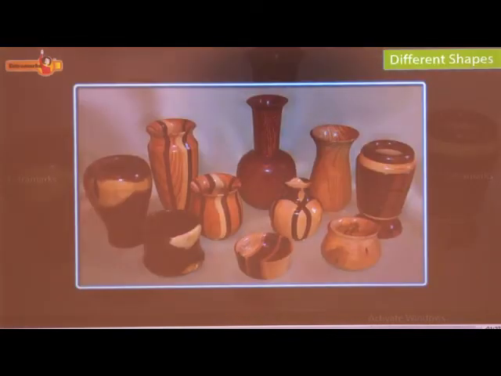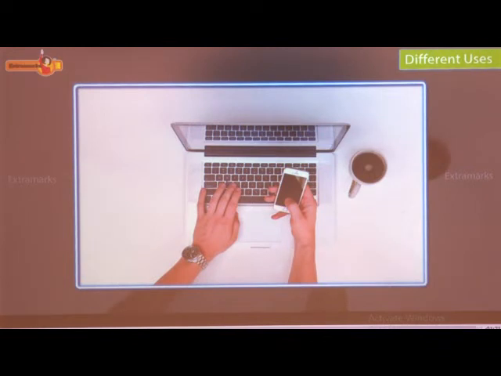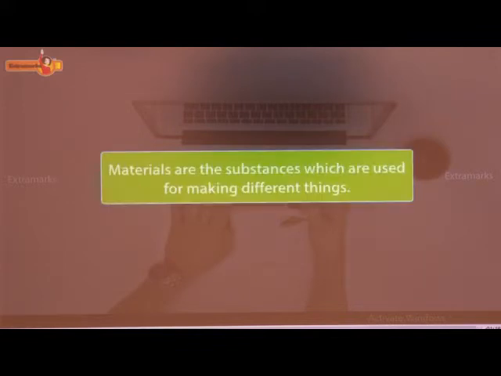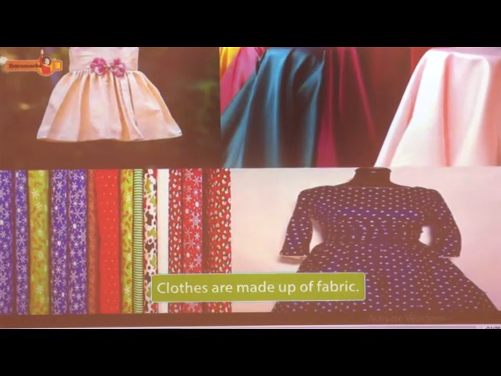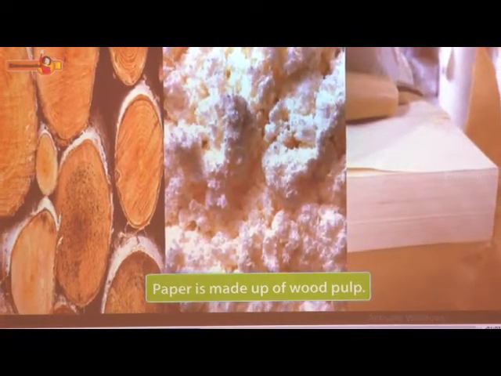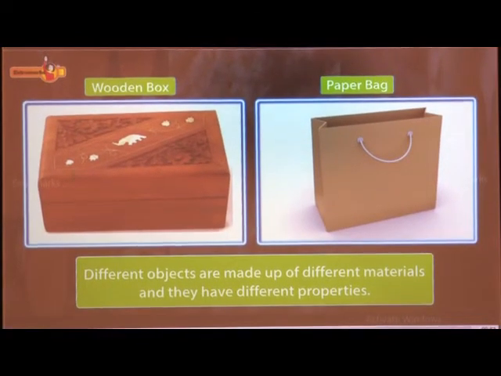Objects around us have different shapes, colors, and uses. Do you know objects are made up of materials? Materials are the substances which are used for making different things. Clothes we wear are made up of fabric, and paper we use is made up of wood pulp. Different objects are made of different materials and they have different properties.